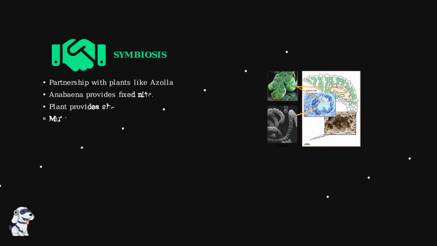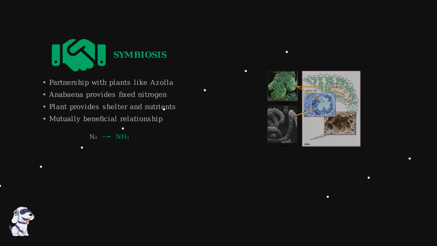On the beneficial side, Anabaena forms remarkable symbiotic relationships with plants, particularly the aquatic fern Azolla. This partnership demonstrates nature's cooperative strategies. In this partnership, Anabaena converts atmospheric nitrogen into ammonia that the plant can use. In return, the plant provides Anabaena with shelter and nutrients. Both organisms benefit from this arrangement.